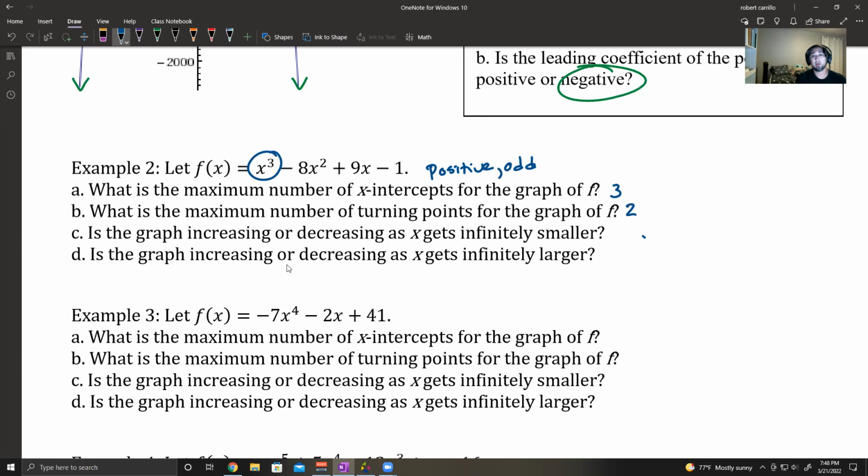So if it's positive and odd, remember that your graph would look like this, up and to the right, down and to the left. So now to answer C, it says, is the graph increasing or decreasing as x gets infinitely smaller? So if x is headed towards negative infinity, where are your y values headed? Negative infinity. Which means they would be increasing or decreasing? Decreasing, good. And then as x gets infinitely larger towards infinity, where are these y values headed? Positive infinity. So would that be increasing or decreasing? Increasing. So this would be a case 3.